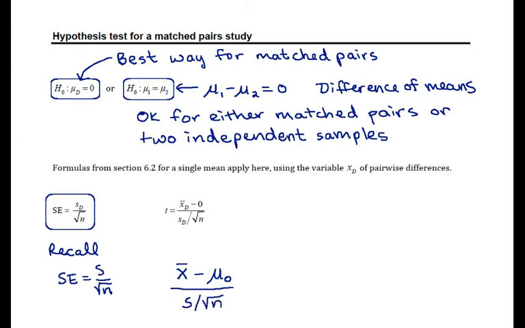So instead of x bar, we now have x sub d bar, or x bar sub d. Instead of mu naught, we now have 0, because our null parameter is always 0 if we're doing a matched pair study. And in place of s, we now have s sub d. It really is the same formula, just adapted to this situation. So these are the two formulas we would use for hypothesis testing, or really we would use the second one, T.